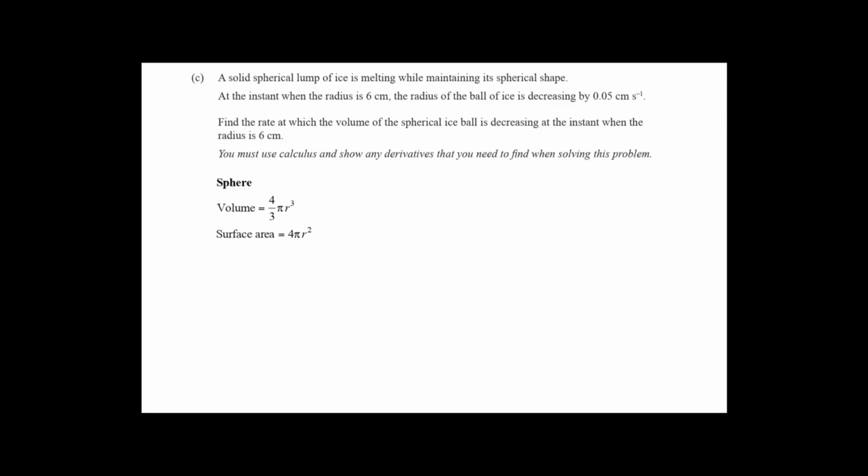So that means that the change in the radius over time at that time is negative 0.05, and it's already in centimeters per second, which is good because this is a rate of change problem. Here's our original function. So find the rate of change at which the volume of the spherical ball is decreasing at the instant when the radius is 6 centimeters. And we're given the formula for the volume.